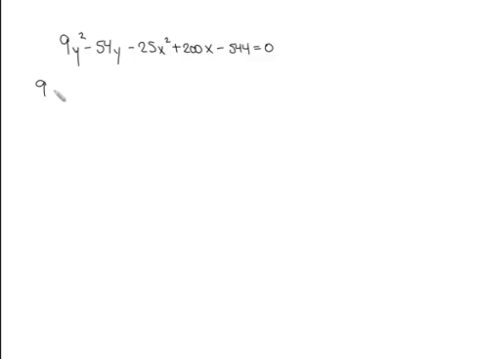I'm going to group my y's together. I'm going to group my x's together. Notice I'm keeping all the pluses and minuses with them. So that minus on the 25 stays there. I'm going to add 544 to the other side in order to get rid of it. So equals 544. Remember, to complete the square, you must have a 1 in front of the y squared, so I have to factor a 9 out.